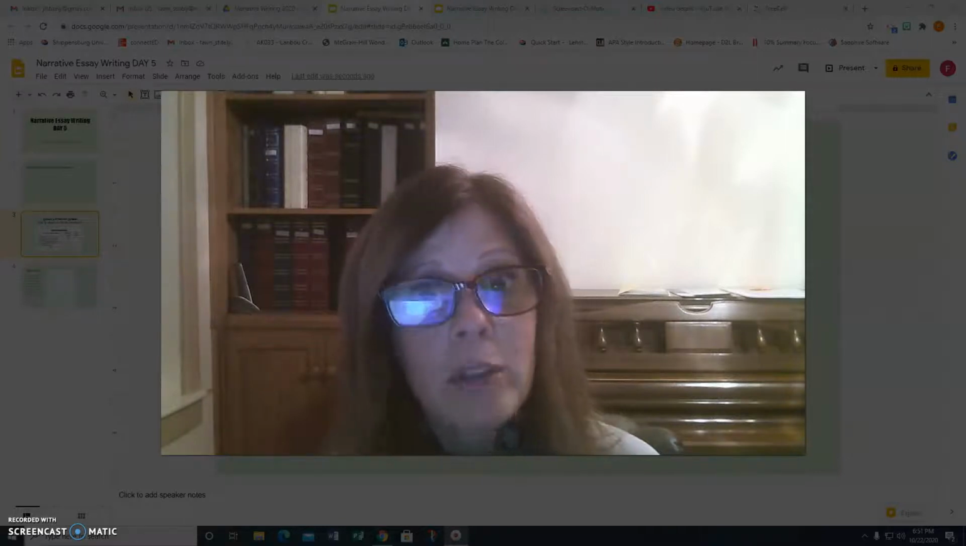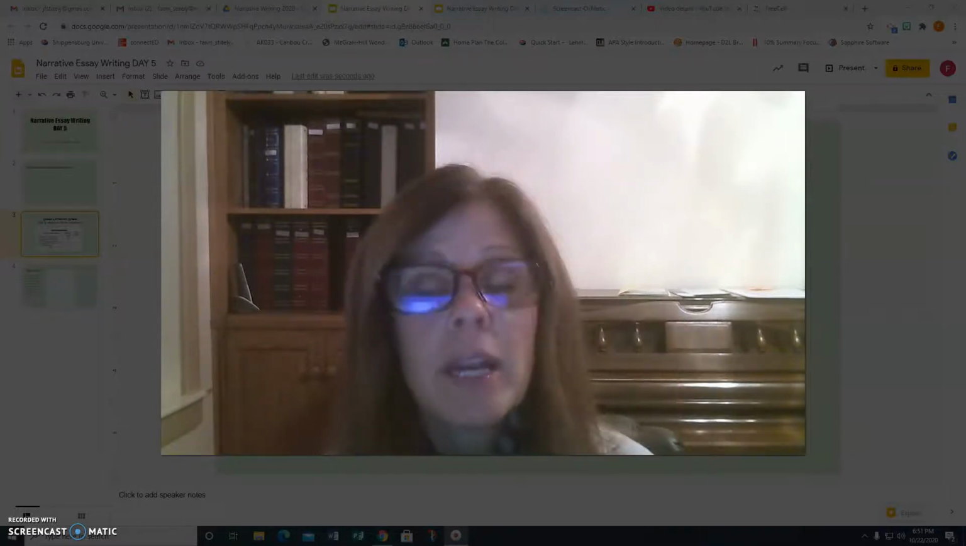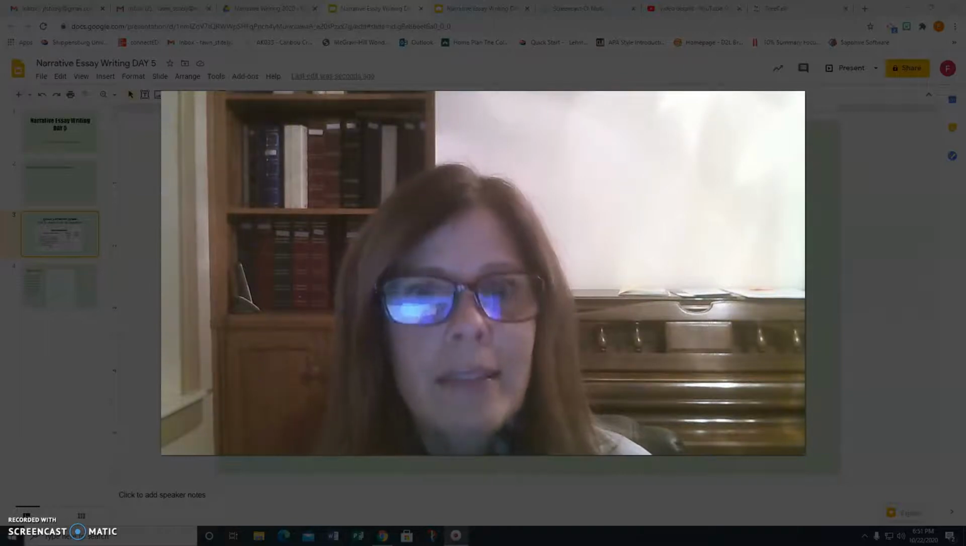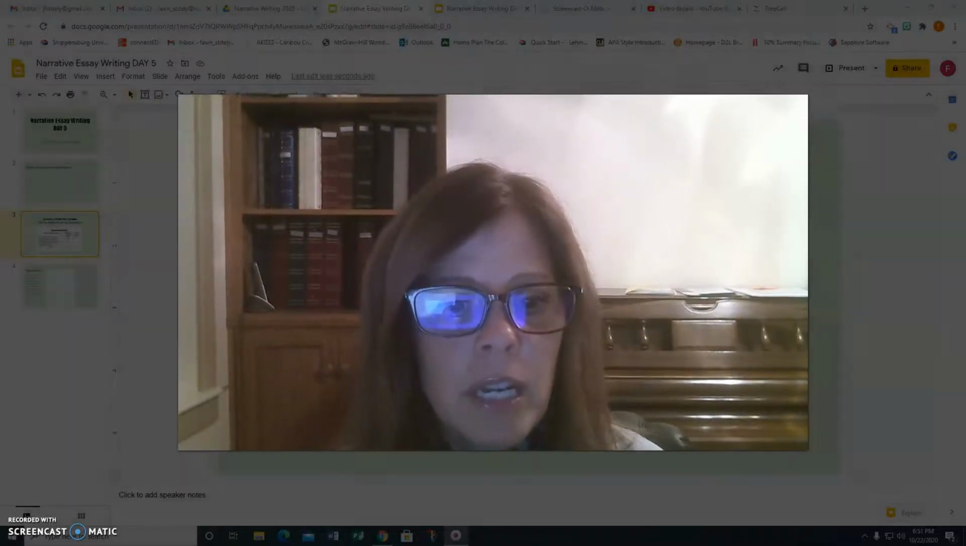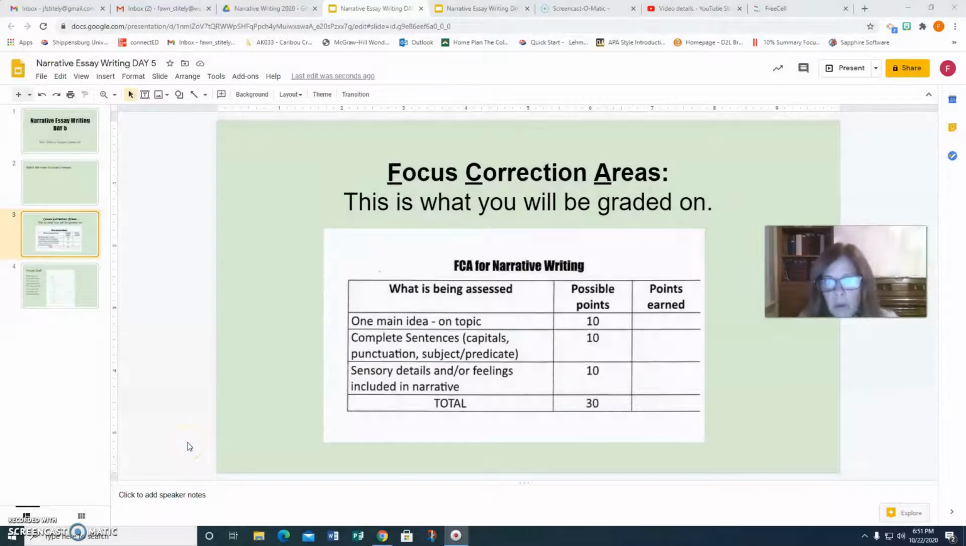So today, you're going to take that graphic organizer and you're going to start writing that out on a rough draft. So let's take a look first of all at what we call FCAs. F stands for focus, C stands for correction, and the A in FCA stands for areas. This is what I will be using to grade your papers. So let's take a look at our little chart here.